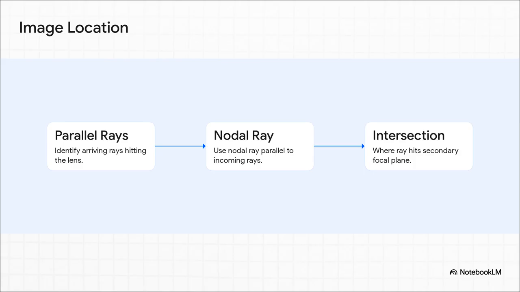Step 1. Look at your incoming bundle of parallel rays hitting the lens from some oblique angle. Step 2. Imagine a single ray traveling parallel to that bundle that happens to pass perfectly through the nodal point. Draw it straight through, undeviated. Step 3. The exact point where that undeviated nodal ray hits the secondary focal plane is your destination. That is exactly where all the other parallel rays in that bundle are going to converge to form the image. If you master this nodal ray trick, I promise you, you will never miss a ray tracing diagram on your boards.